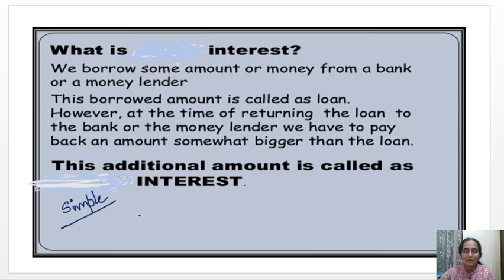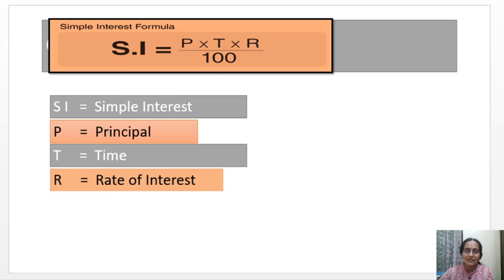To know how much extra amount we have to give back, or how much amount the bank gives us when we deposit the money, we should know the formula to calculate the interest. Simple interest is calculated using the formula: simple interest equals P into T into R divided by 100. SI stands for simple interest. P is principal, that is the original amount you have borrowed or deposited. That is known as the principal amount.